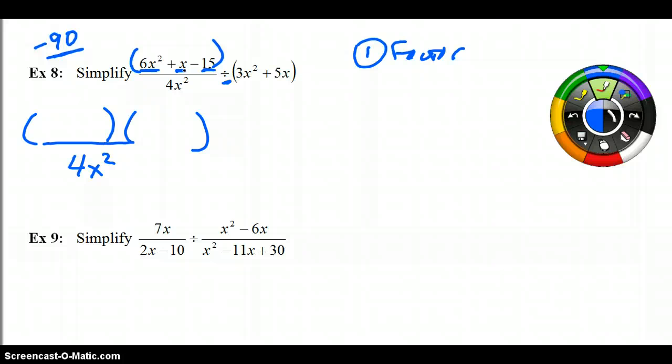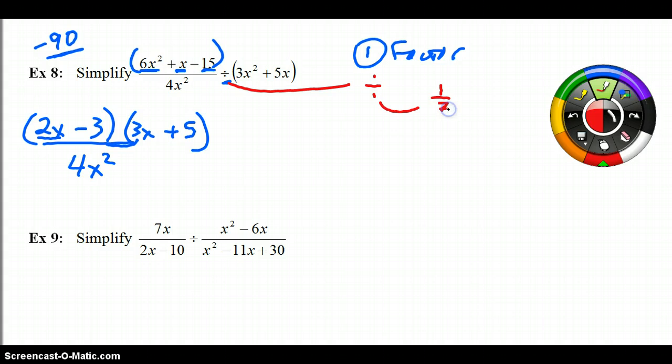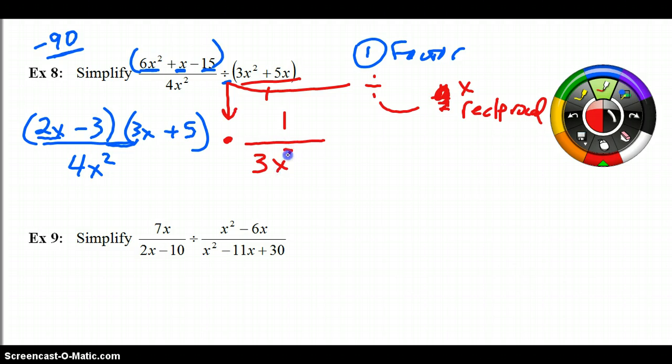So to get a 10, this would have to be a 2x and a plus 5, and then we need a 9. So 2x times a 3x will give us a 6x squared, and 6 times a negative 3 will give us a minus 9. That's step 1. Step 2 is division. You have to remember that division we change to multiply, and we multiply by the reciprocal. So in other words, we are going to flip the second fraction. So we change the division to multiplication, and then we flip the second fraction.